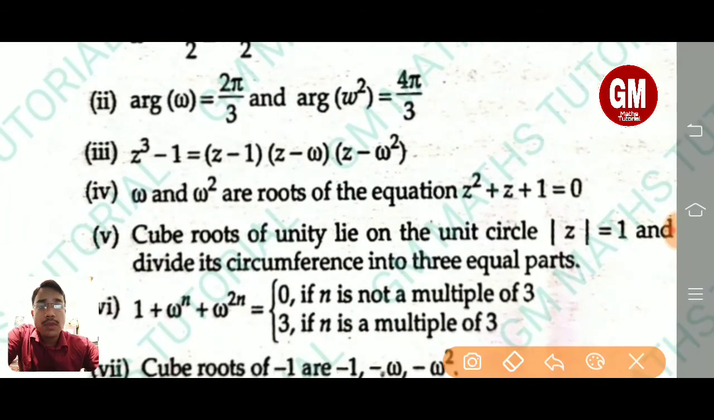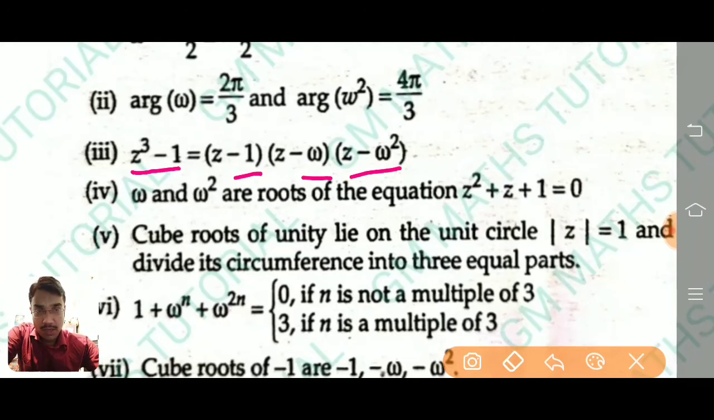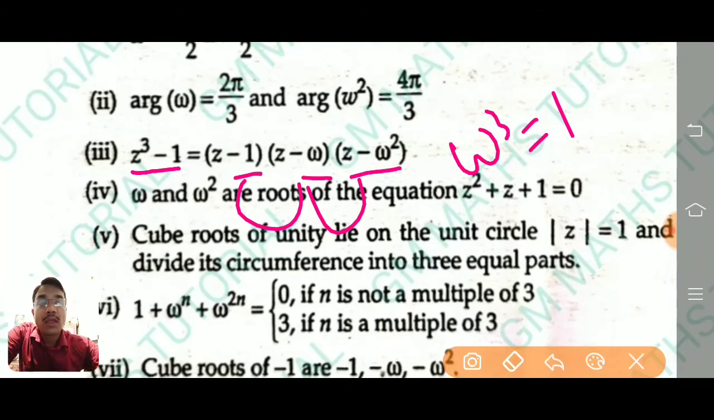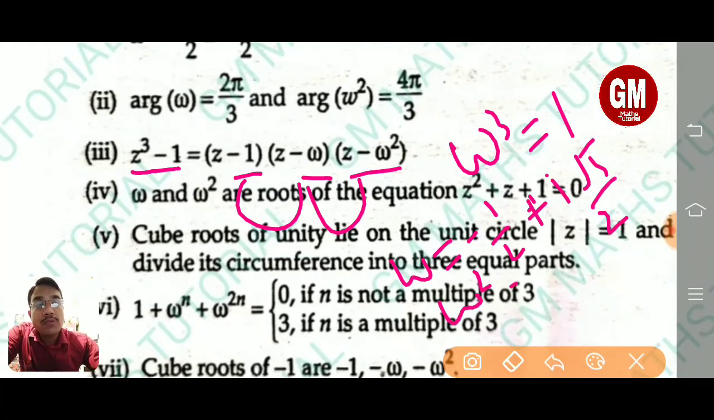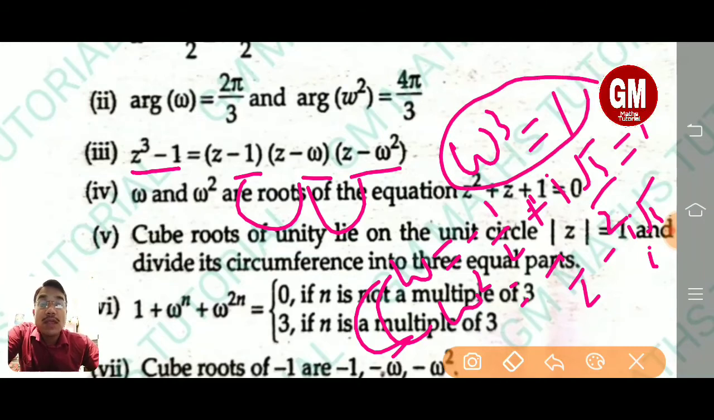Now let's see a new way of writing z cube minus 1, which is (z minus 1)(z minus omega)(z minus omega square). If we take the product of these three quantities, open the brackets and use the value omega cube is 1, then we will get z cube minus 1. Clear? Now if we consider omega as minus 1 by 2 plus i root 3 by 2, then omega square is minus half minus i root 3 by 2. And if we take the product of omega and omega square, we will get 1. Clear? It means that omega cube in the case of cube roots of unity is always 1.